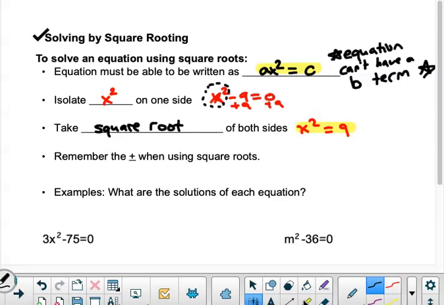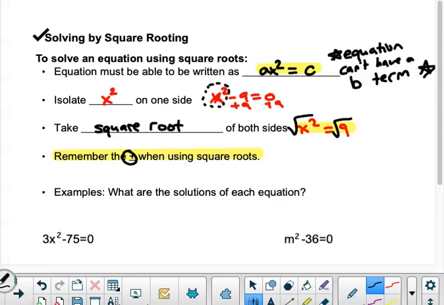Then you take the square root of both sides. So you square root the x squared and you square root the 9. When you do this, something really important has to happen. When you square root something that's an equality, you need to include this symbol, called a plus or minus, because this really has two solutions. If we were to look at the graph, it would have a solution at 3 and at negative 3.